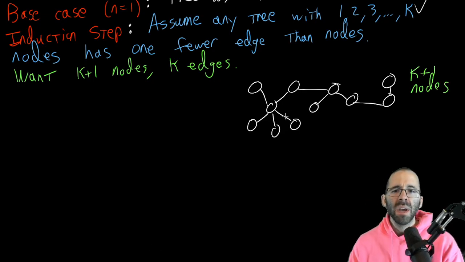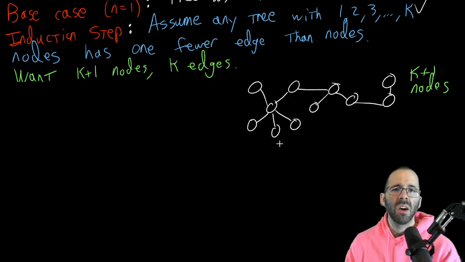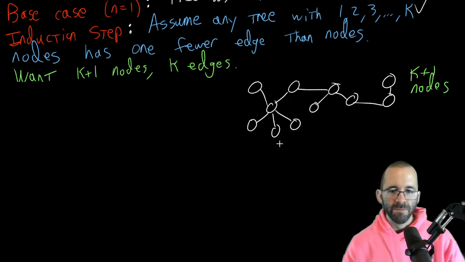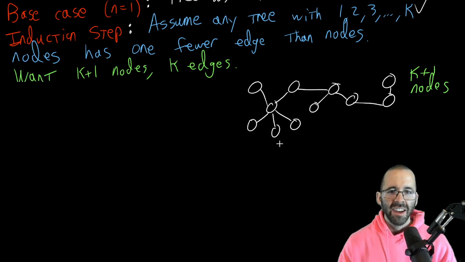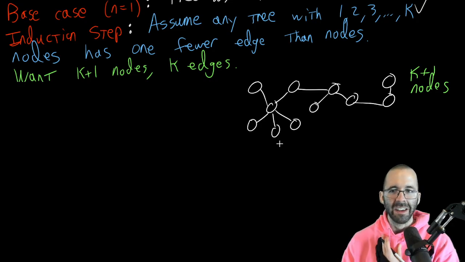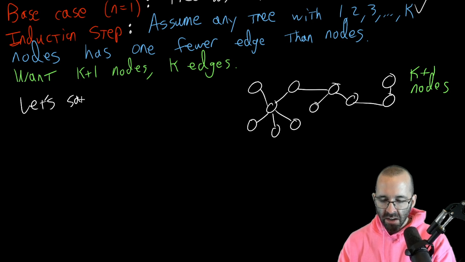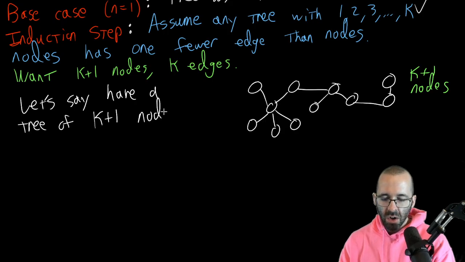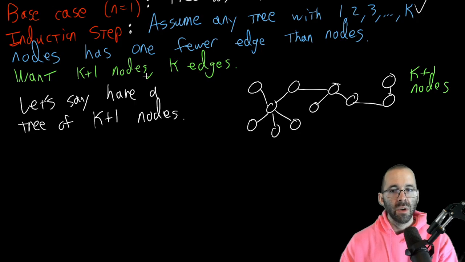And again, the picture is not part of the proof. The picture is just to help us see what's going on. Now you could draw a picture as part of a proof, but it's not really the formal part of what's going on. It's mostly just, hey, let's keep track of what we're thinking about. So let's say we have a tree of k plus 1 nodes. How can we show that there are k edges? Because that's what we want to show.